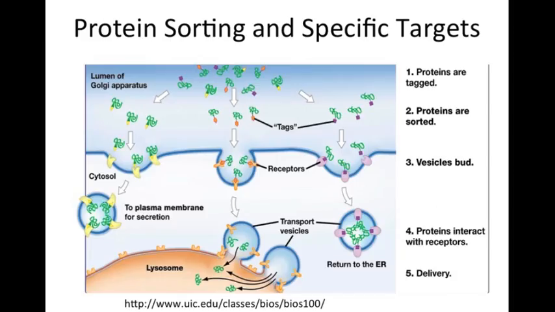Okay, protein sorting and specific targets. Proteins contain short stretches of amino acid sequences that direct them to their correct cellular location. These sequences are called sorting signals. Each sorting signal is recognized by specific cellular components that direct the protein to its correct location.